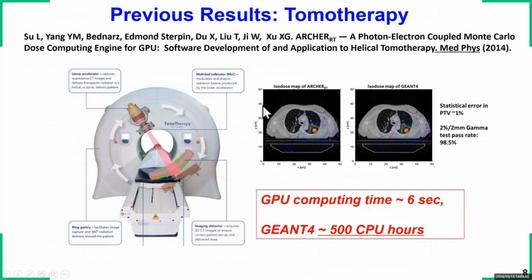In this image here, you are looking at a two-dimensional dose map from ARCHER and comparing that with those from Geant4. Visually, the dose maps agree with each other very, very well. In terms of computing time, ARCHER took 6 seconds to come up with those distributions, whereas Geant4 took 500 CPU hours.